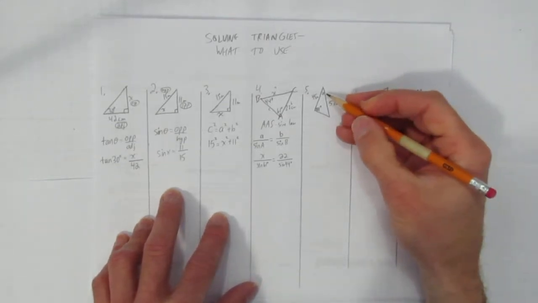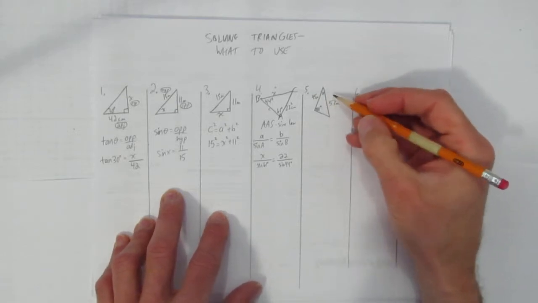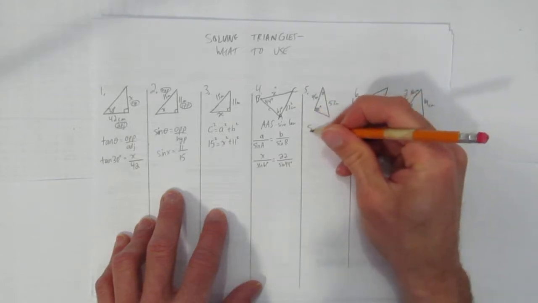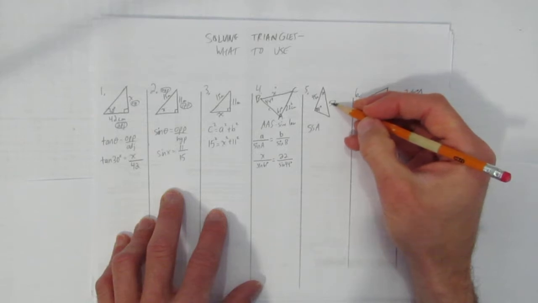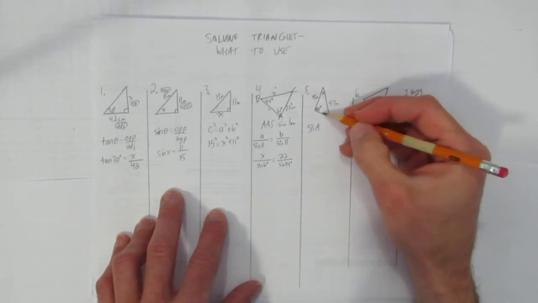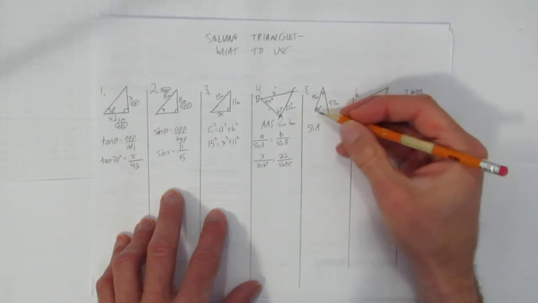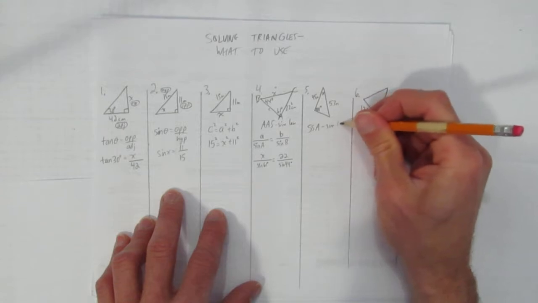Question 5 is also not a right angle triangle, so it's sine law or cosine law. In this case, I have side angle. I'm going to write that down, side angle. And notice the angle's not contained between the two sides. That is, the angle I know is not in between these two sides. It's side angle, angle not contained, which means sine law.